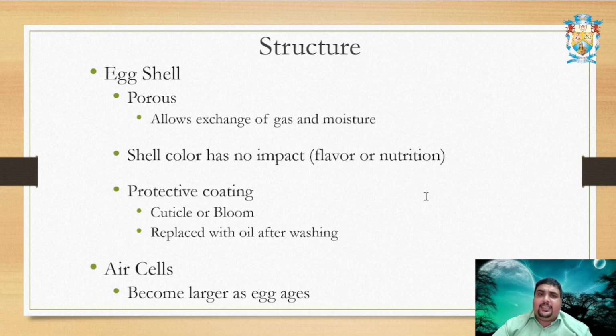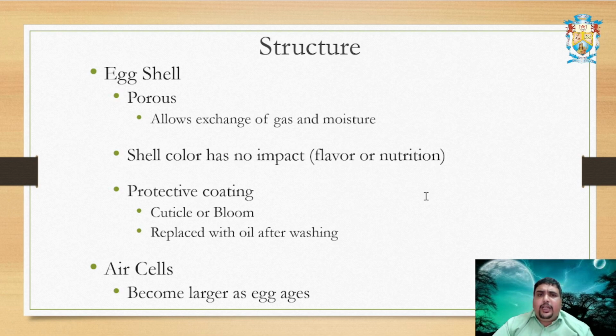That's why you can see the air cell being formed inside the egg. Next, shell color has no impact on the flavor or the nutrition. There are different shell colors: some are brown, some are white, some are black. There are different colors of shells available in the market or on the farms, but the inside or the quality doesn't get affected by the shell.